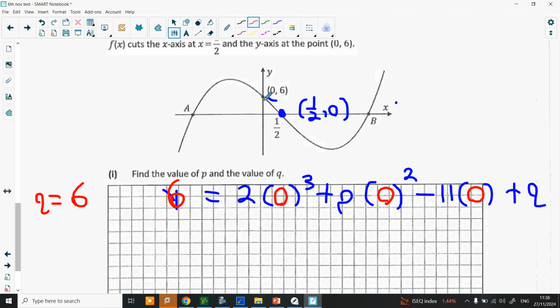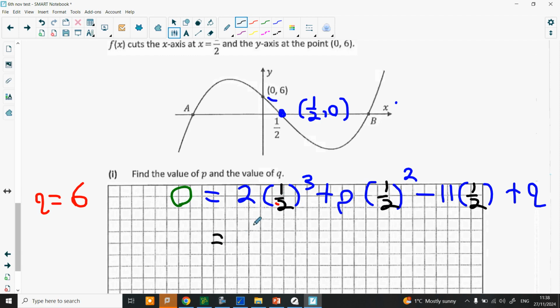Okay. Now, next thing I'm going to do is I'm going to replace the y value with, see the 0? And what do I have to replace the x value with then? Anybody? What are we going to replace it with? Half. Yeah, I'm going to replace it with a half. And what do we get here then?